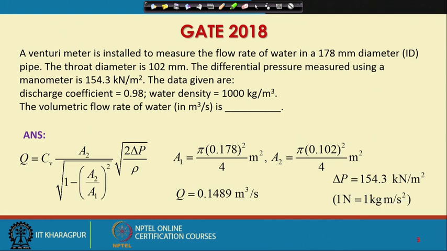Take care of unit. Delta P is given as 154.3 kilonewton per meter square. So, take it as 154.3 into 1000 Newton per meter square. Remember, 1 Newton is 1 kg meter per second square. So, the unit of flow rate will come as meter cube per second. So, put all these values of A1, A2, delta P as 154.3 into 10 to the power 3 Newton per meter square and rho as 1000 kg per meter cube, you will get Q equal to 0.1489 meter cube per second.